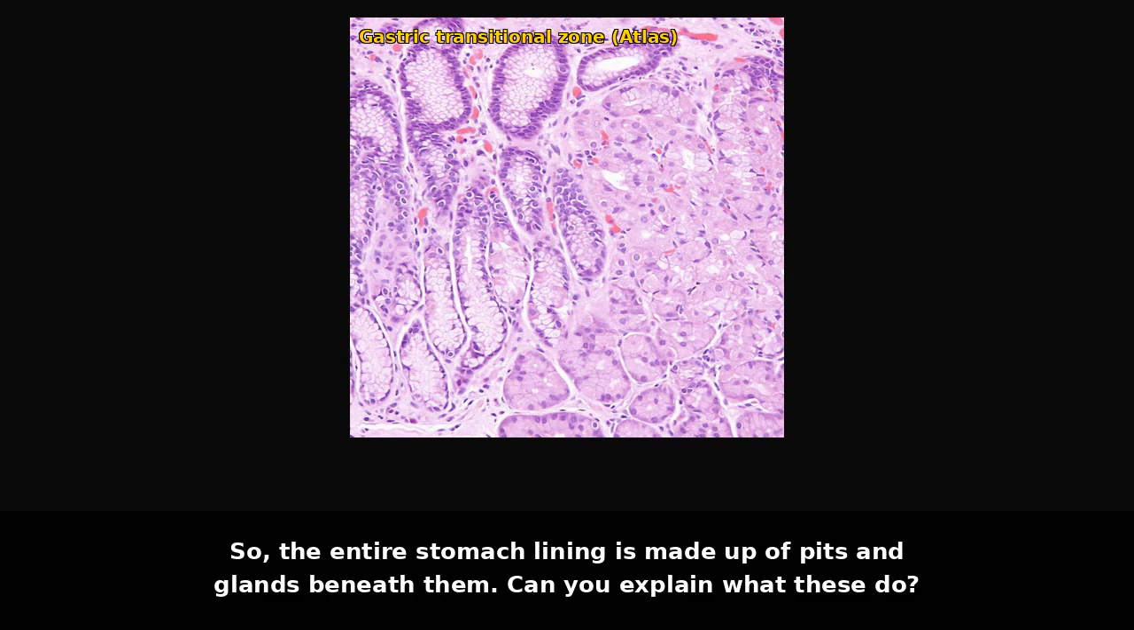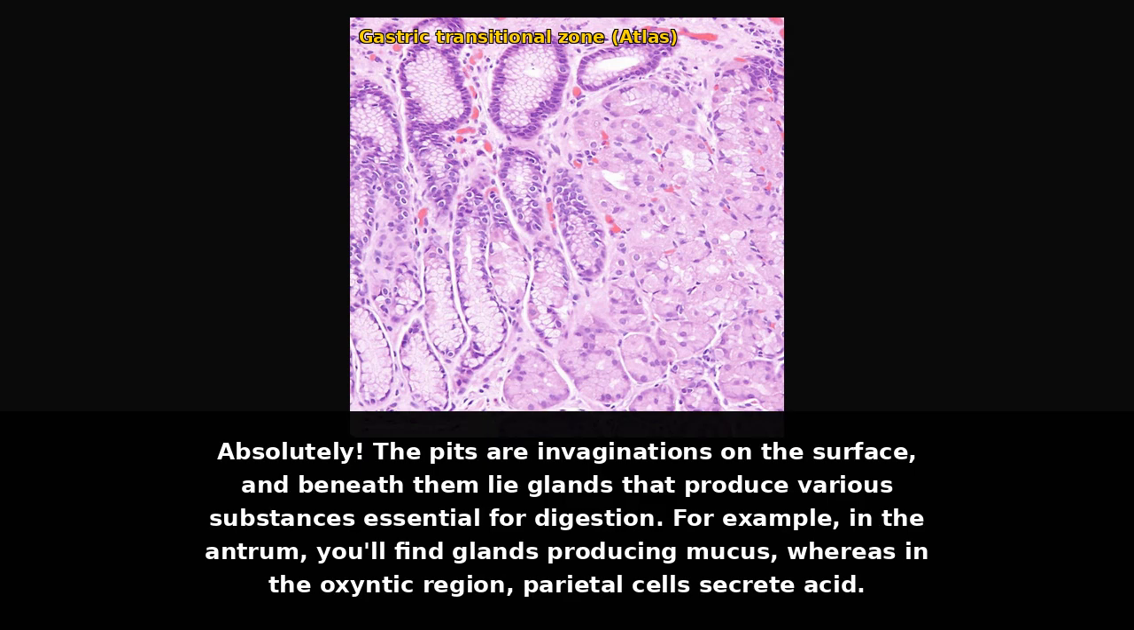So the entire stomach lining is made up of pits and glands beneath them. Can you explain what these do? Absolutely. The pits are invaginations on the surface, and beneath them lie glands that produce various substances essential for digestion. For example, in the antrum, you'll find glands producing mucus, whereas in the oxyntic region, parietal cells secrete acid.